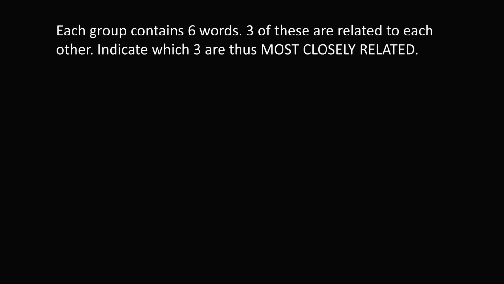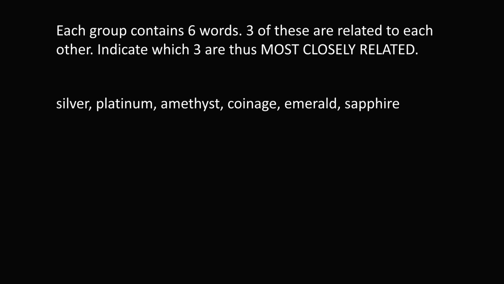Now let's go to the next section, classification. Here are the directions. Each group contains 6 words. 3 of these are related to each other. Indicate which 3 are thus most closely related. So here's one group: silver, platinum, amethyst, coinage, emerald, sapphire. Which 3 are most closely related? I think the correct answer is amethyst, emerald, and sapphire because these are gemstones.